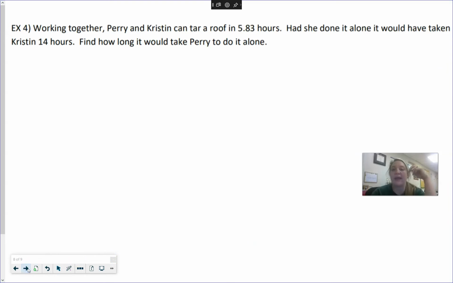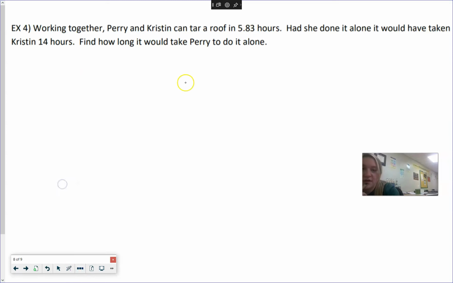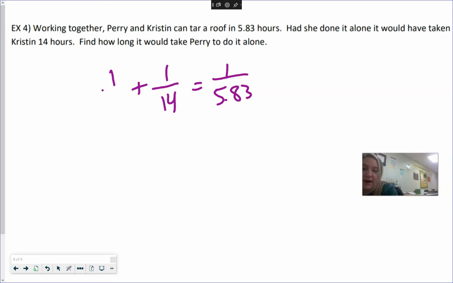All right, working together, Perry and Kristen can tar a roof in 5.83 hours. Had she done it alone, it would have taken Kristen 14 hours. Find how long it would take Perry to do it alone. Okay, so it already told me together, right? So together it's 5.83. Kristen alone was 14 hours. We don't know how long it would be for Perry.